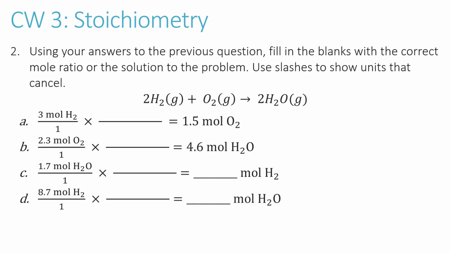So looking at A, I'm starting with 3 moles of H2, which means I need to put moles of H2 on bottom to cancel. And my answer is in moles of O2, so I need to put moles of O2 on top. Now I can just fill in the number, which based on the balanced chemical reaction is 1 to 2, and 3 divided by 2 gives me my 1.5. So you can go ahead and pause the video and work B, C, and D.